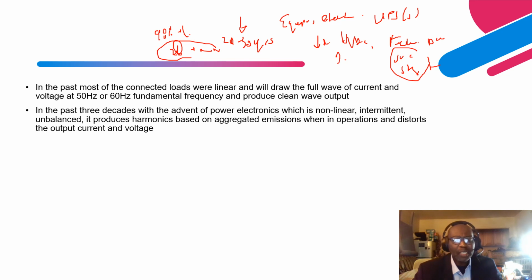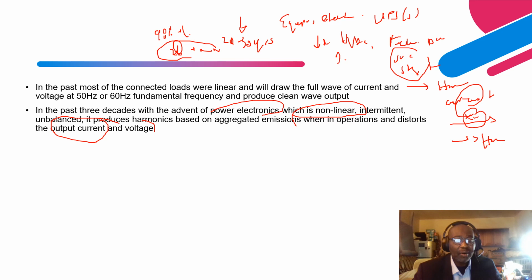When they emit those harmonics, the current harmonics flow through a network that consists of impedance. So you have current and you have impedance. Then you get harmonic voltages. That is how you get the corresponding harmonic voltage. So the output current, based on the nonlinear nature of the power electronics, produces distorted current and voltage.